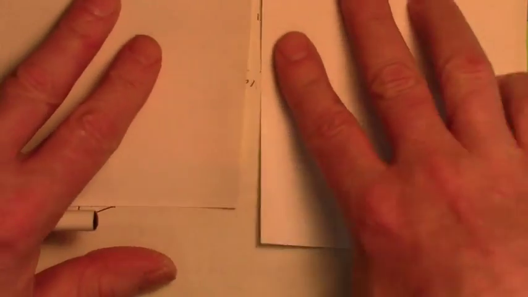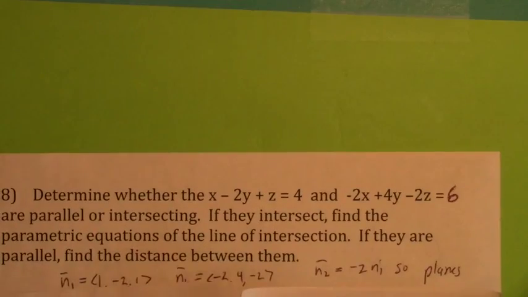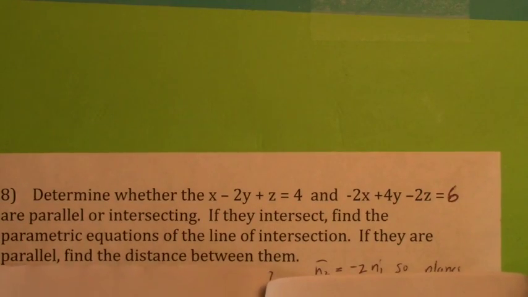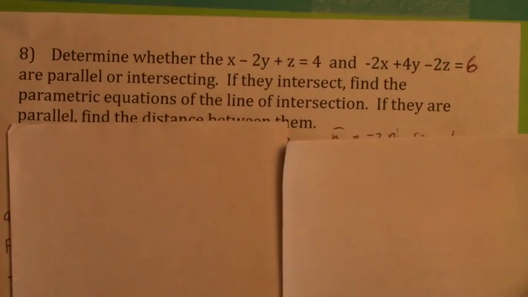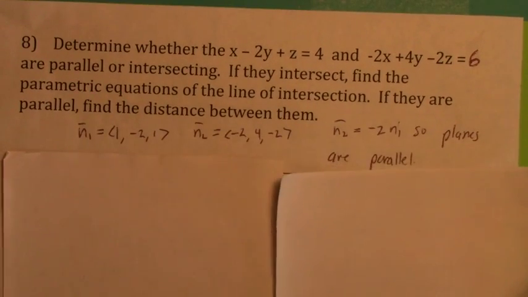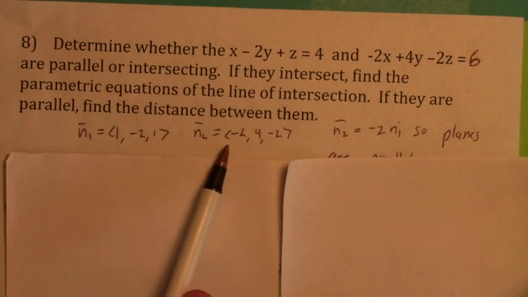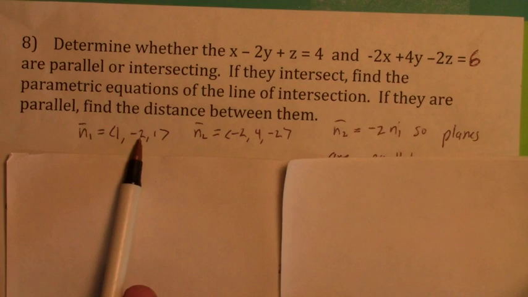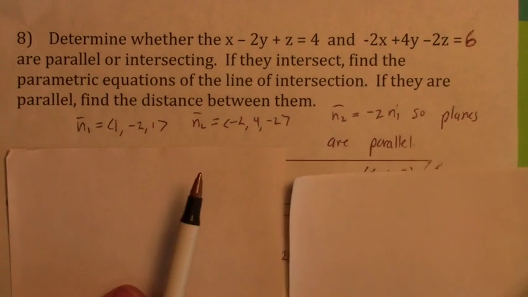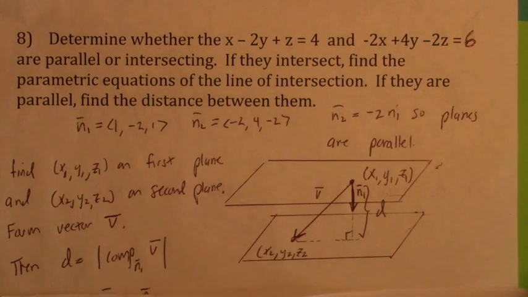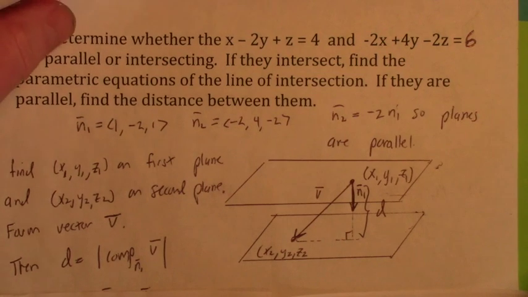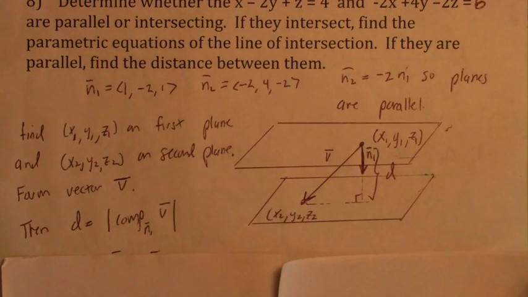All right, last one. Same situation, and I'm asking you the same question. Are these planes parallel or do they intersect? In this particular case, if you look at the normal vectors, you see that clearly this vector is negative 2 times this one. So this is a case where they are parallel. So now the question becomes, how do you find the distance between the two planes? And this is what you can do.